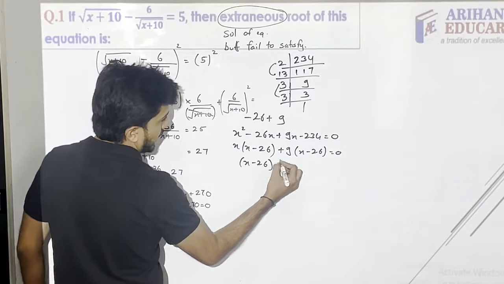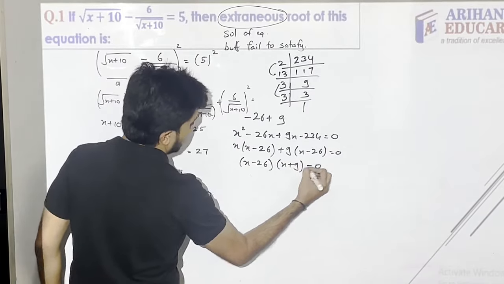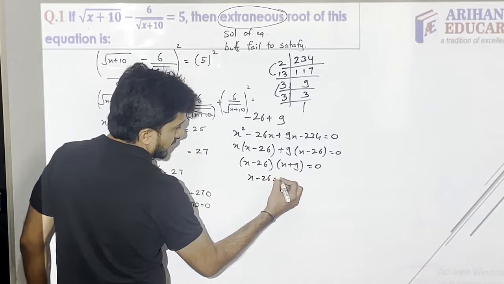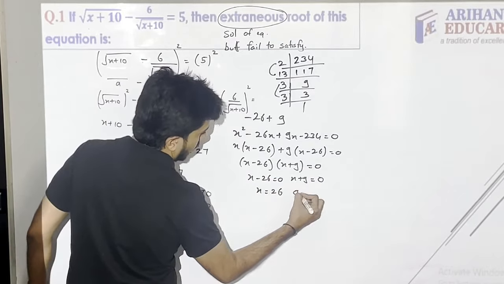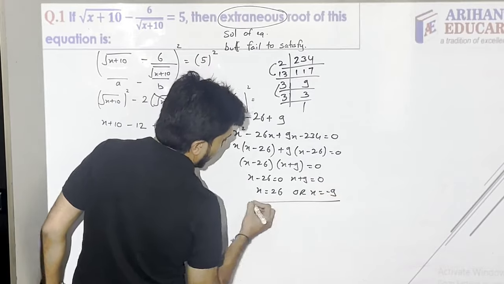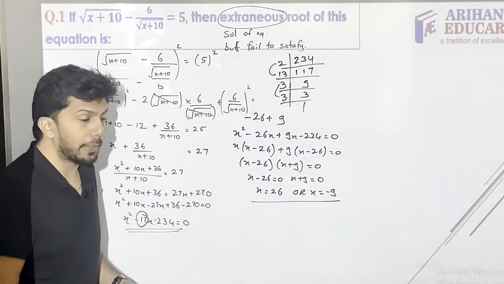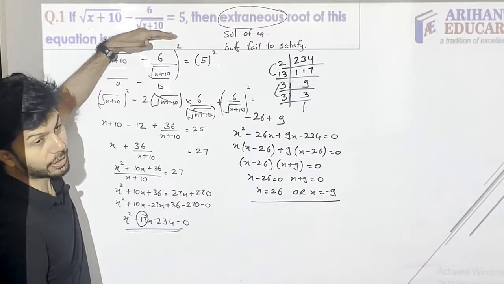x minus 26 comes out as common. So x plus 9 is 0, x minus 26 is 0. X is 26 or x is minus 9. So I have two options available which are solutions to my current equation.